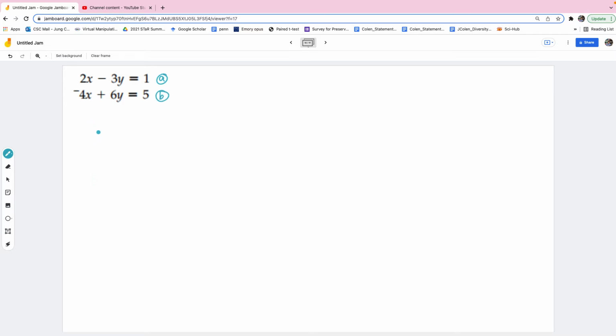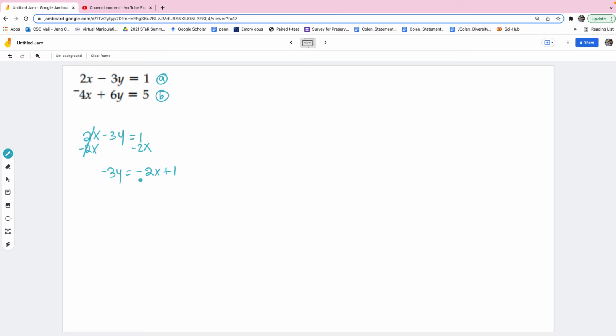So I can rearrange these equations into slope-intercept form. We have 2x minus 3y equals 1. I am solving for y in y equals mx plus b. So I'm going to get rid of 2x by adding negative 2x on both sides. So I have negative 3y on the left hand side, and on the right hand side, I have negative 2x plus 1.